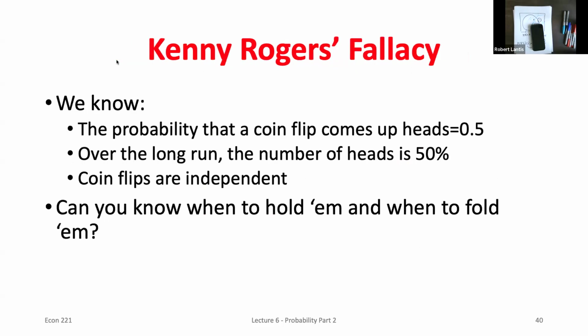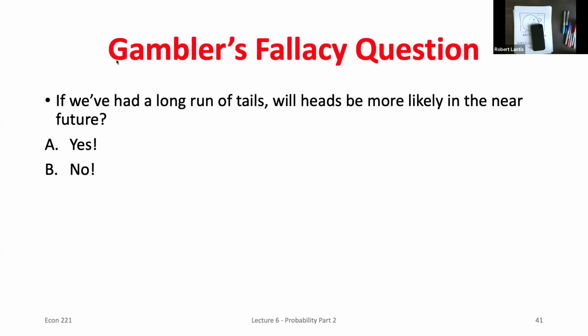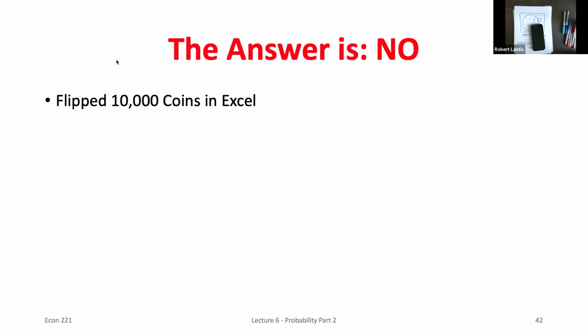Because we know that it has to even out in the long run. But if they're independent events, it doesn't matter that I got tails on the previous 10 flips. The probability on that 11th flip is still 0.5. All right, so the answer should be no, but we can kind of prove this to ourselves.